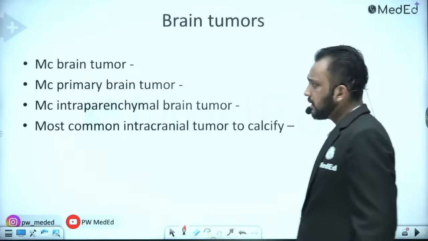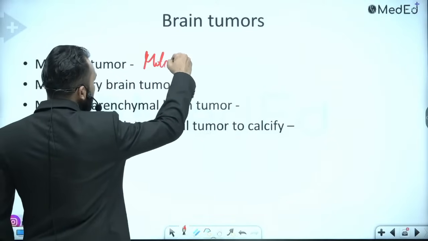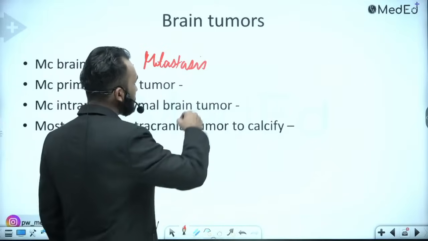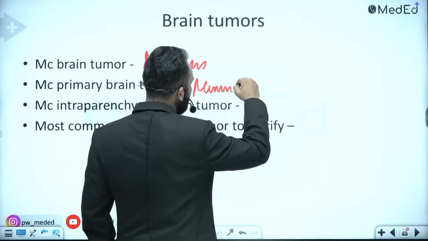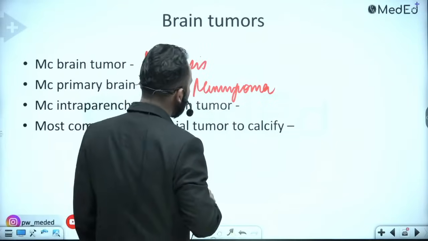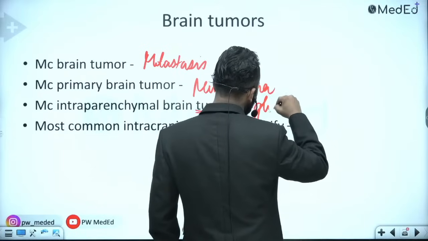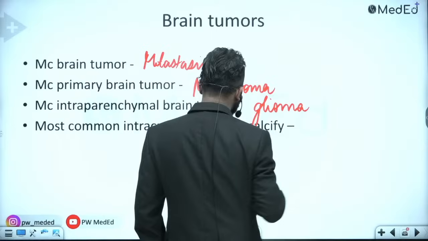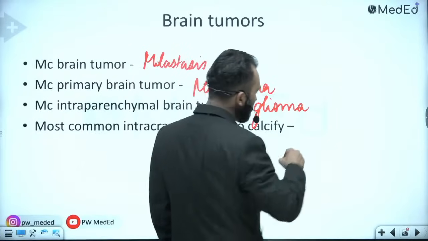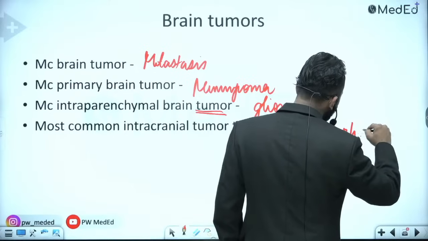Coming to the brain tumors, which is the most common brain tumor? Most common brain tumor is your metastasis. Most common primary brain tumor is your meningioma. Most common intraparenchymal brain tumor is glioma, and most common intracranial tumor to calcify is your craniopharyngioma. So just remember these most important things.